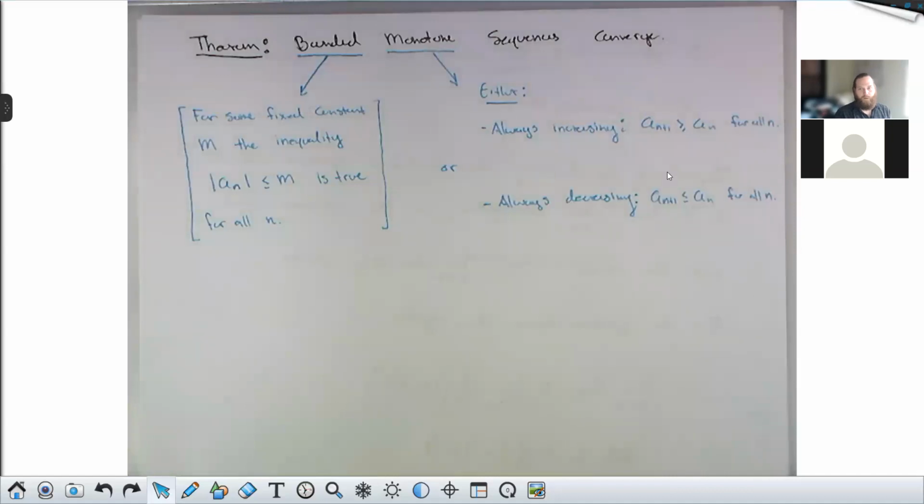And the statement here, next to always decreasing, a_{n+1} is less than or equal to a_n, says that the next term is always smaller than the term that came before. Well, okay, if the next term is always smaller than the term that came before, that means you're always going down. And if the next term is always bigger than the term that came before, that means you're always going up. So these make intuitive sense.